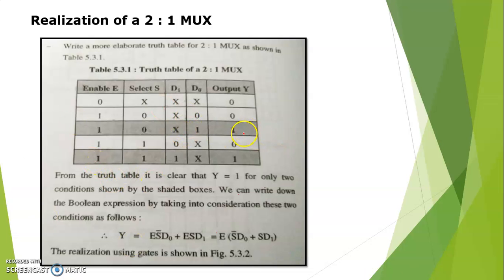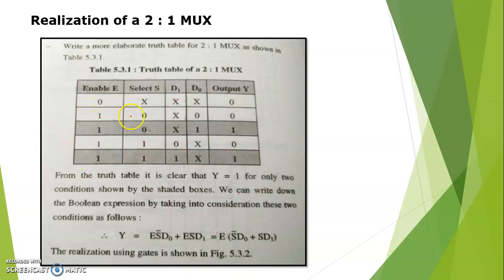There are only two conditions when the output is active: 1, 0 and 1, 1. It is not active for 0, x. So you can write Y equals E S bar D0 plus E S D1, which equals E times, in brackets, S bar D0 plus S D1. So this is the realization of the 2:1 mux.